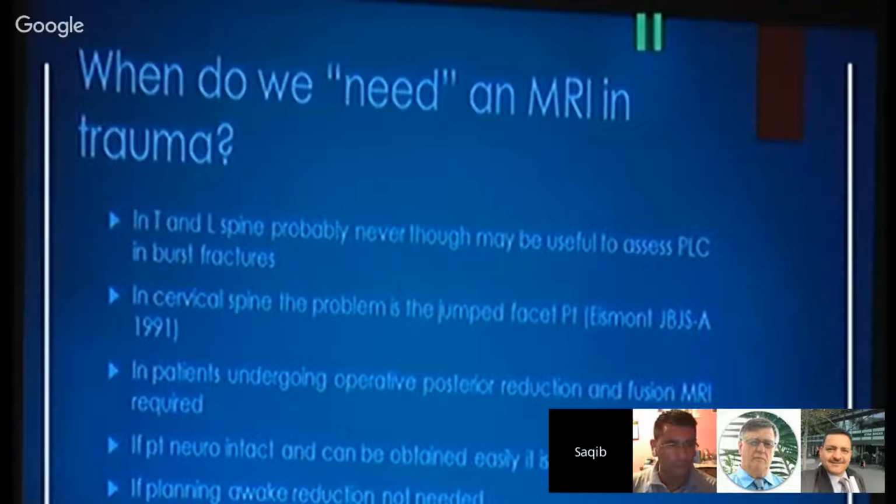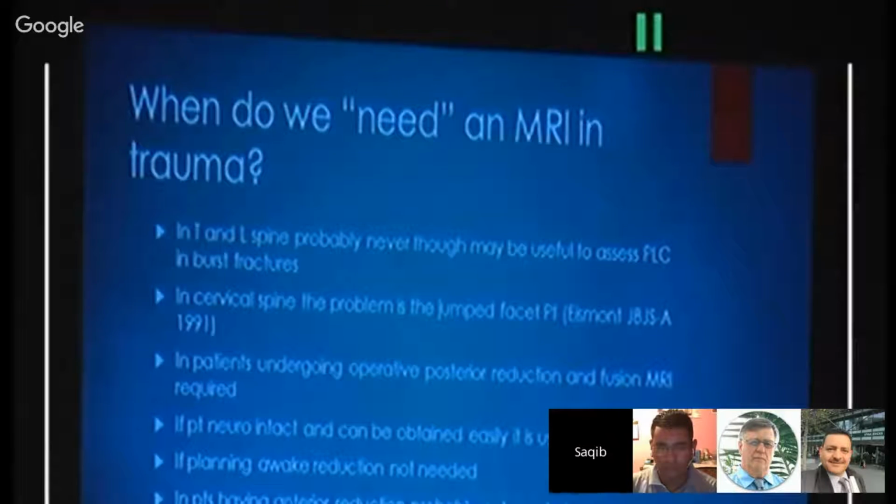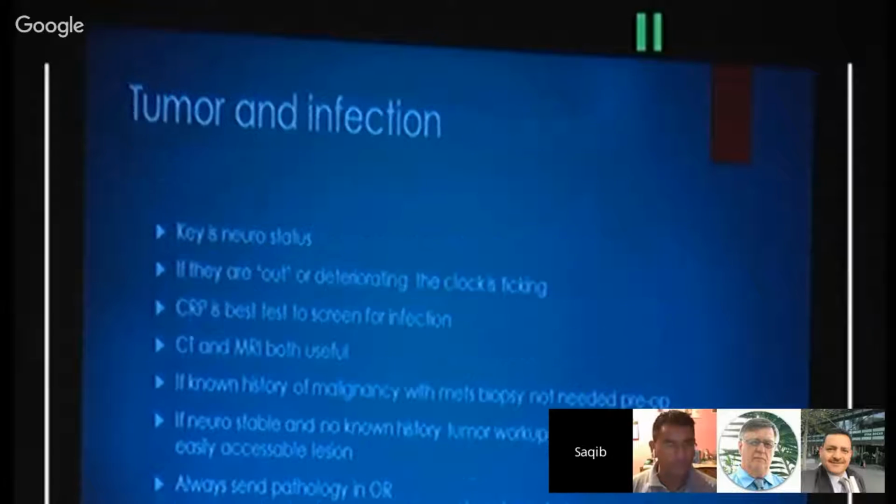And I think that if you've got a patient who is neurologically injured and it's going to take time to get the MRI, I don't generally do it. I move straight to some form of reduction, be that anterior or just going ahead with a posterior traction reduction. Okay, moving on now to tumor and infection.